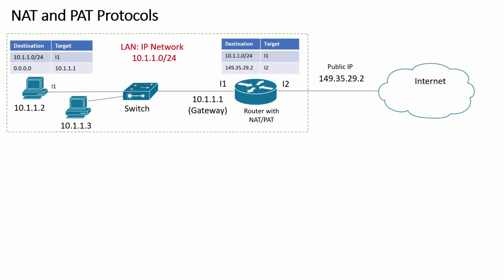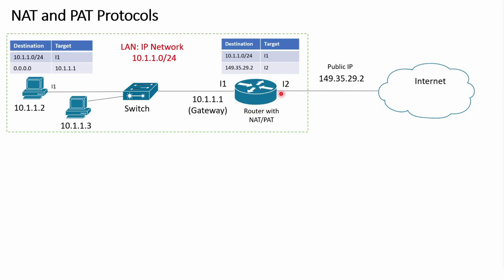Hello, this session is about NAT and PAT protocol in a local area network. In this local area network, we have two hosts here. Each host has a private IP address, and we have a switch here that allows the two hosts to communicate with each other. We have here a router with two interfaces.